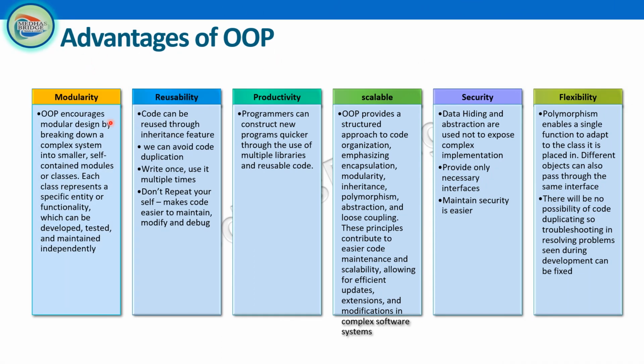Advantages of OOPS: modularity, reusability, productivity, scalability, security, and flexibility. OOPS encourages modular design by breaking down a complex system into smaller, self-contained modules and classes. Each class represents a specific entity or functionality, which can be developed, tested, and maintained independently.